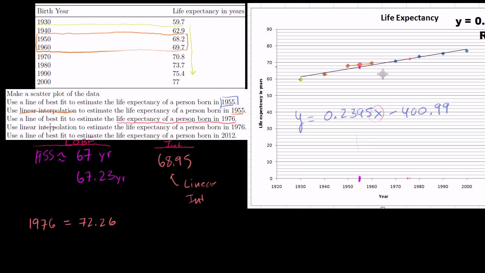Now, they want us to use linear interpolation to estimate the life expectancy of a person born in 1976. So what they want us to do is draw a line between these 2 points, and then use that line, not the whole line of best fit, to figure out what 1976 might have been. Now, before, 1955 was right in between those 2 values. 1976 is not right in between those values. So let's actually figure out the equation of this line using these 2 points, 1970, 70.8, and 1980, 73.7.